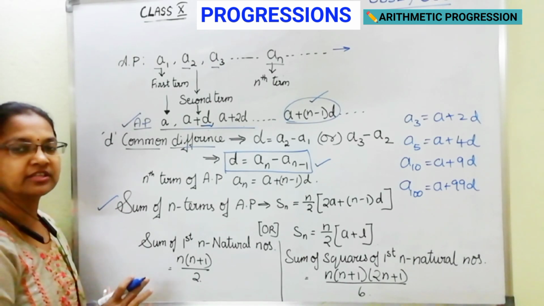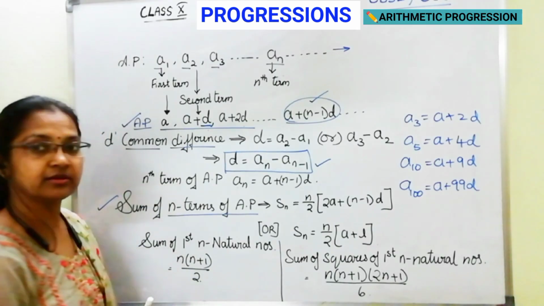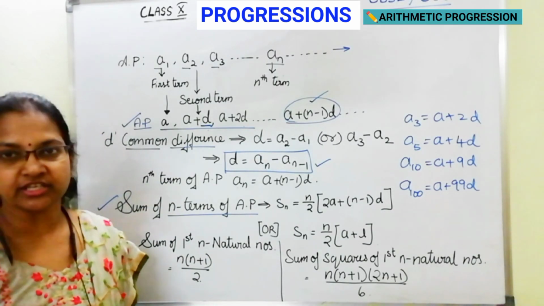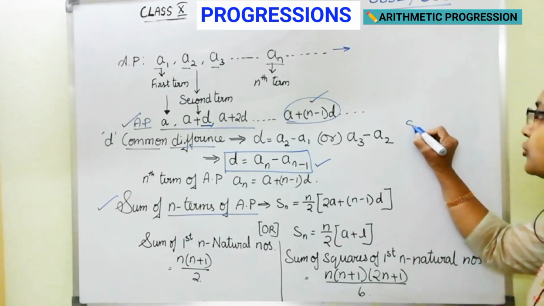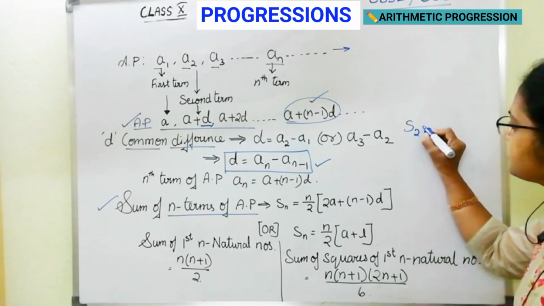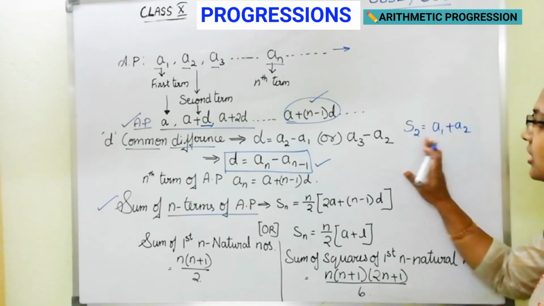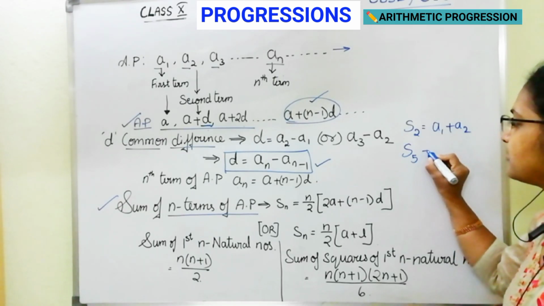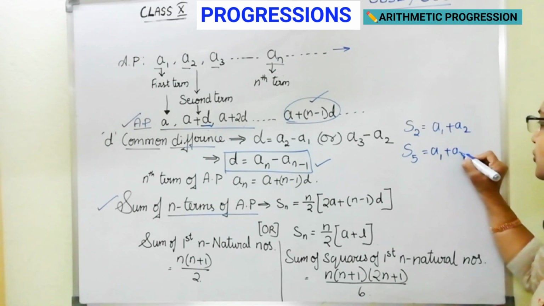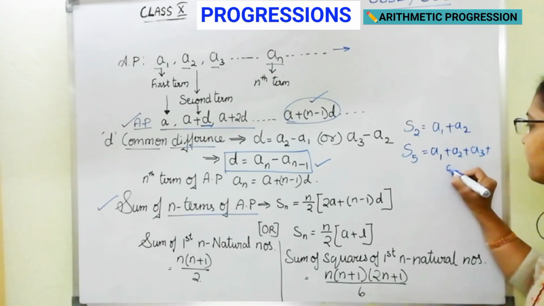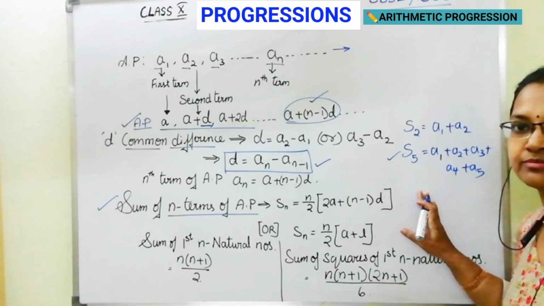Next comes the most important thing, the sum of n terms of AP. Sum of n terms of AP means it can be the sum of 2 terms, sum of 3 terms, sum of 4 terms or anything like that. Suppose I am taking the sum of 2 terms, that is S2. S2 is equal to A1 plus A2. Means we are adding 2 terms, then it is called S2. If I say S5, then it is the sum of 5 terms: A1 plus A2 plus A3 plus A4 plus A5. In this way, we are going to find the sum of terms also.